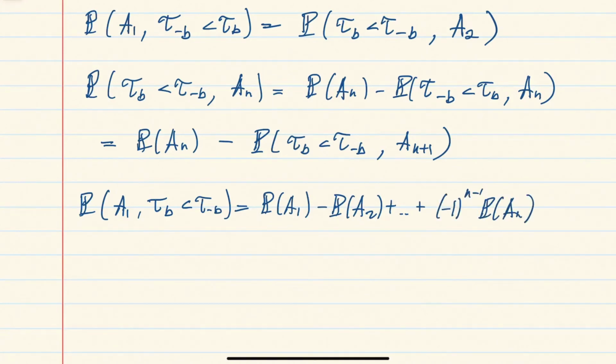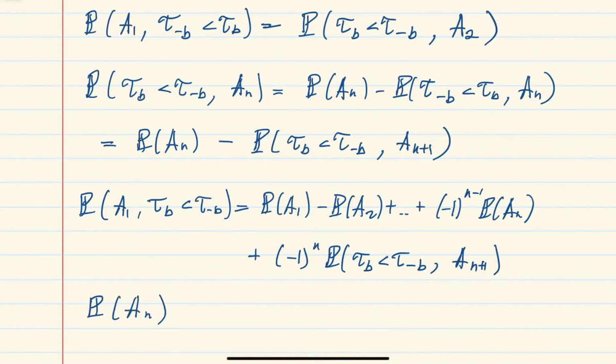Okay, and if you stop at n, the last event will be the probability that tau b is before tau minus b, a n plus 1. And once we calculate the probability of an and see that it goes to 0 when you let n go to infinity, you just end up with that alternating series. So what remains now is to calculate the probability of this event an. And this is where we'll use the reflection principle and this point of view of a pinned-down Brownian motion.